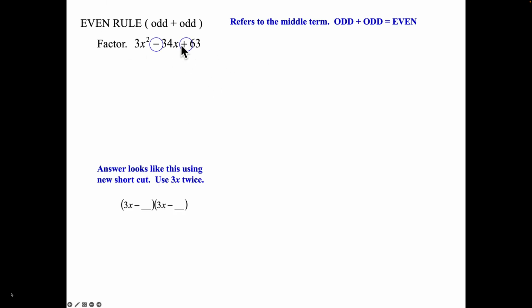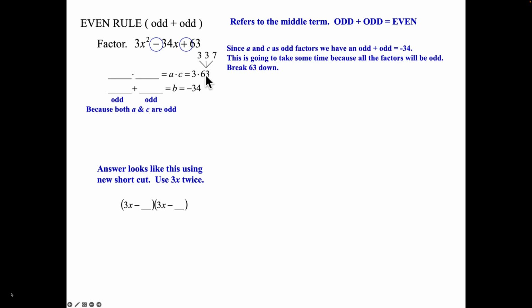So I got a plus 63. Signs are the same. They're both minus. So take the first A, the A and the x squared, 3x minus something, 3x minus something. What two numbers multiplied be 3 times 63 and add up to be 34? This is going to be difficult because you got to break down the 63 to a bunch of odd factors. 9 and 7, and 9 breaks down to 3 and 3. They're all odd factors. So this looks like it's going to be a lot of work.